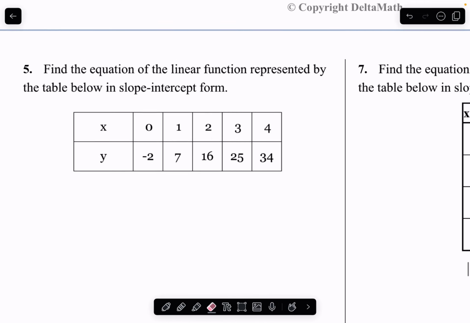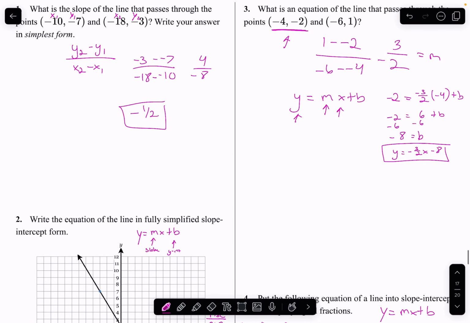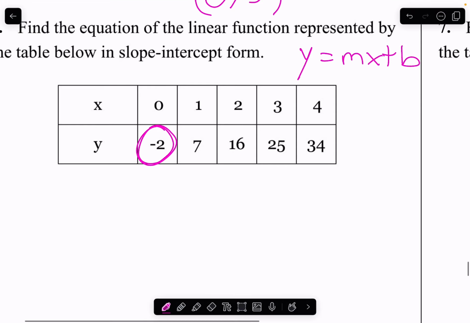All right. And then this one is find the equation of the linear function represented by the table below in slope-intercept form. So we're going to go ahead and find our m value, our slope. And in this case, they actually did give us the y-intercept. Your y-intercept is always 0, comma something, right? And in this case, our y-intercept here is negative 2. Now, they're not always going to give us that, and when that happens, we have to do what we did up here, where we solve for b, okay? But in this case, we can just go ahead, we'll calculate our slope.